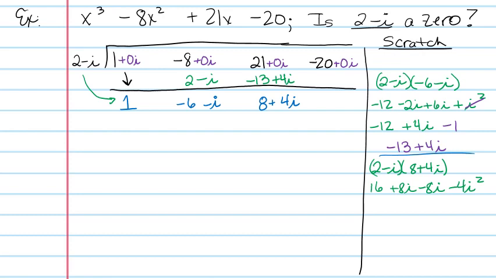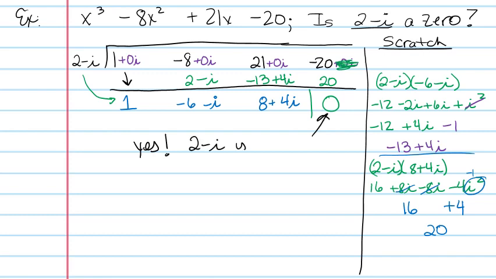Okay, and guess what? The 8i's go away. i squared is negative 1, so that's going to become a plus 4. So I have 16 plus 4, which is 20. So when I multiply, I get 20. And technically that's 20 plus 0i. I don't need the i's. And I get a 0 for my remainder. So the question is, is 2 minus i a 0? Yes, it is. 2 minus i is a 0.